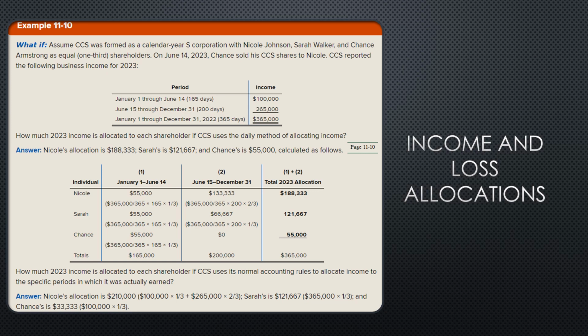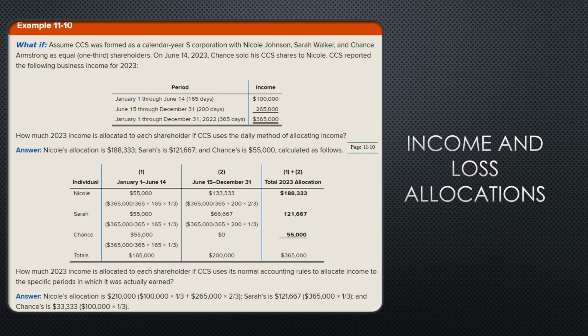For June 15th to December 31st, things are different because we know that Chance sold his shares to Nicole, so his share will be 0. And now Nicole has 2/3 of the shares, and Sarah still has the same 1/3. However, now we're using 200 days because that's what is the income here. So we'll take this calculation. We have 200 divided by 365. For Nicole it will be 2/3. For Sarah it will be 1/3. And we'll add this up to get the total allocation.